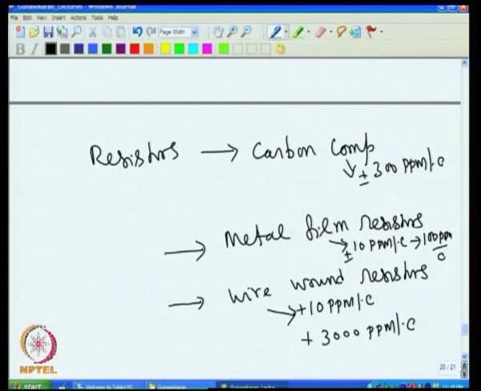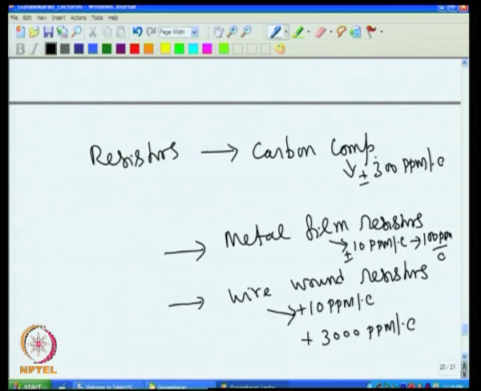Similarly, metal film resistors are available in 25 ppm, 50 ppm and 100 ppm. So if we are buying a metal film resistor, we have to specify the temperature coefficient we are looking for, whether 10, 25, 50 or 100 ppm. All carbon composite resistors come only with 300 ppm, which you need not specify. Automatically, if it is carbon composition, you will get only 300 ppm.